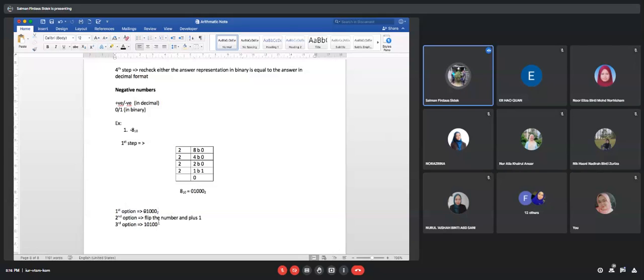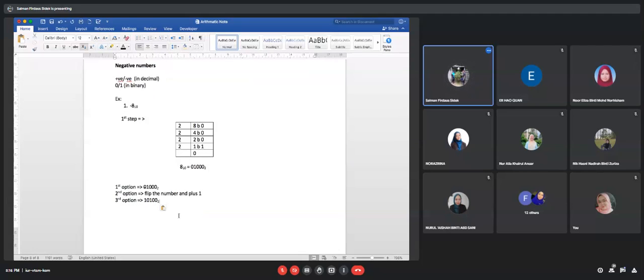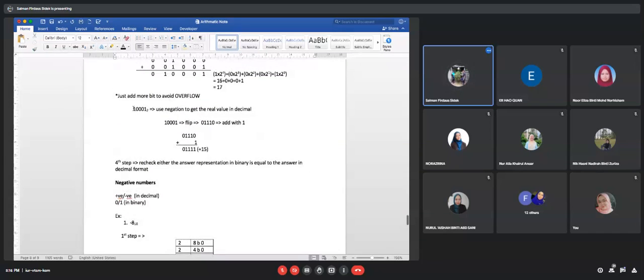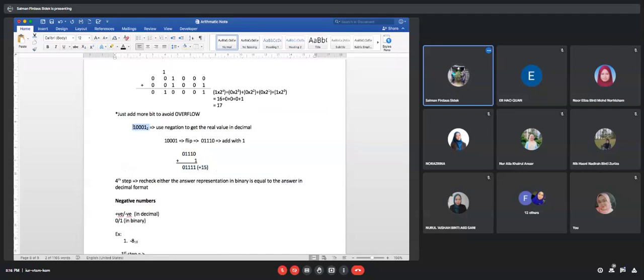So these are the three options that are normally given by the students. Okay, we go one by one. At least you know where the problem is for each option. So for the first option, if we just ignore the first 0, now we got 1000. As I mentioned earlier, if the first digit is 1, to check the real decimal value, we need to flip and plus 1.